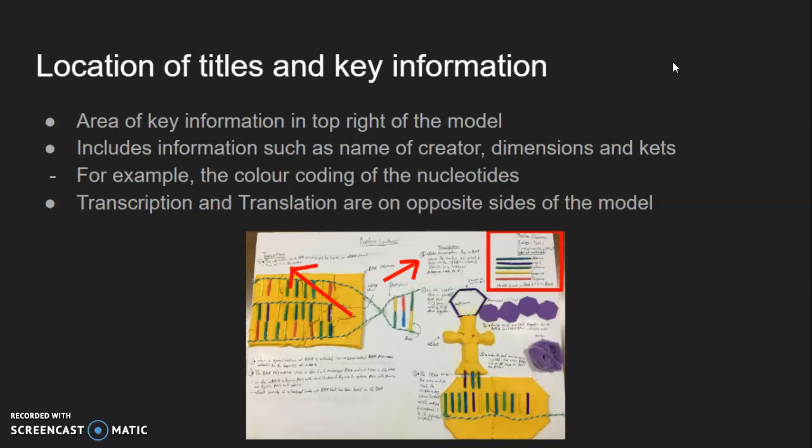This area of key information is at the top right area of the model that serves as a legend. In this, it depicts general details such as the creator's name, dimensions, and demonstrates which colors represent which nucleotide, such as thymine being represented with the color of red, as a form of key.